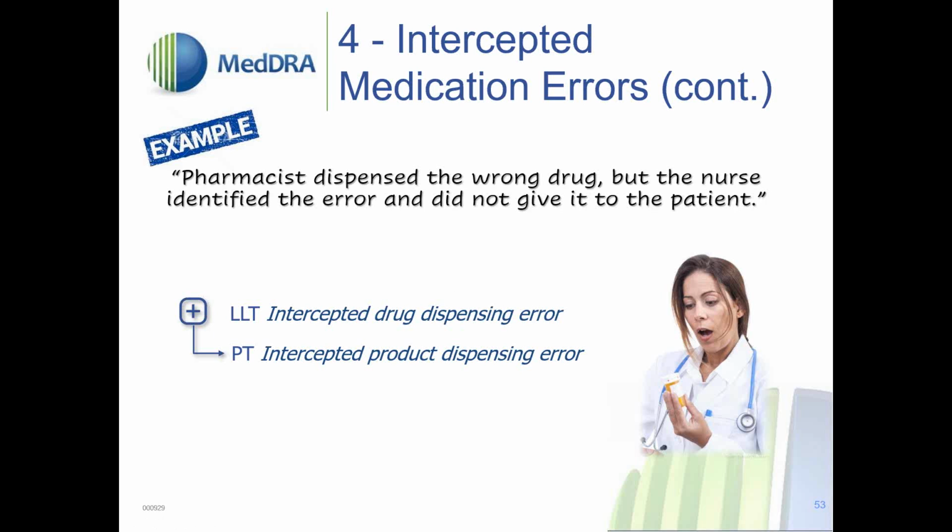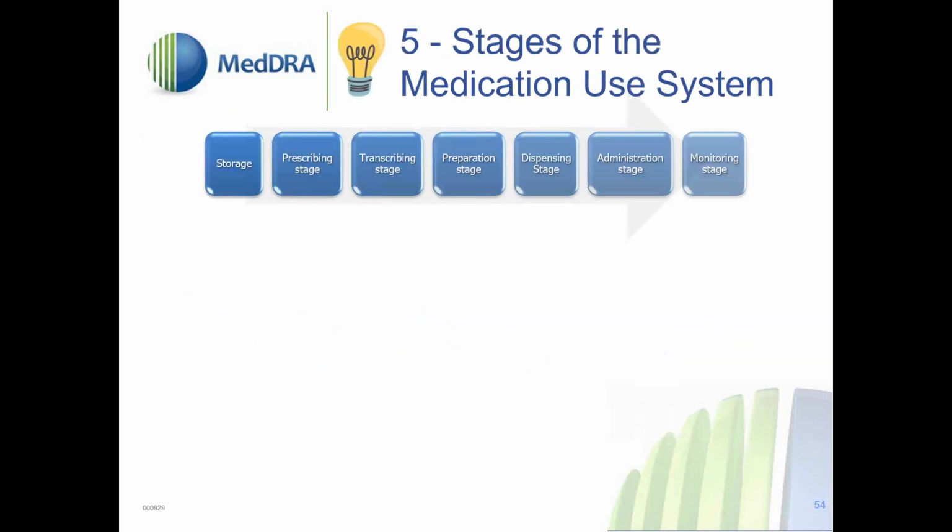Thank you, Caroline. Okay, we already talked about the stages of the medication use system when looking into the HLGT medication errors and other product use errors and issues, and the MedDRA hierarchy underneath. So this slide now shows the different stages, starting with the storage of the medication, prescribing stage, and then the transcribing stage, prescribing, preparation, dispensing, administration stage, and finally the monitoring stage.